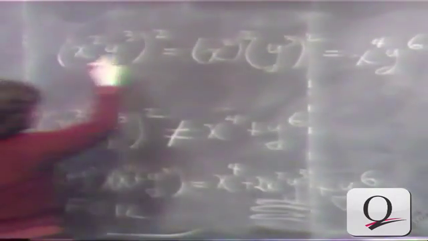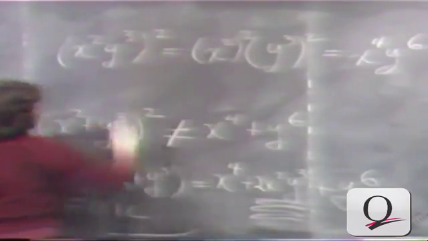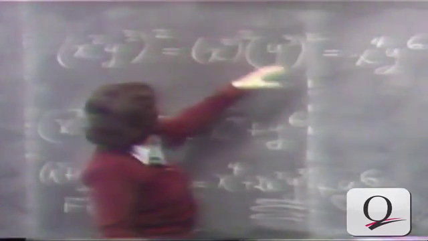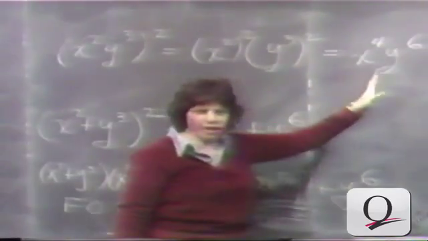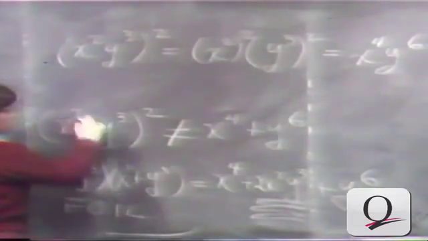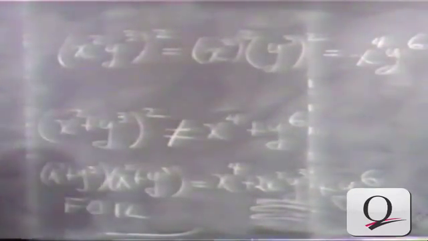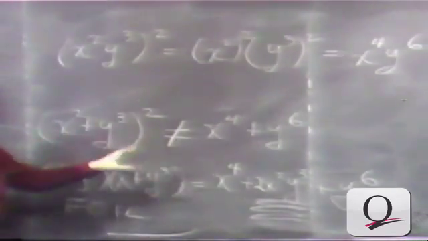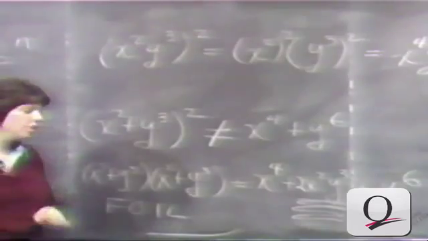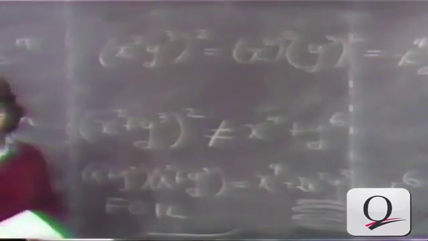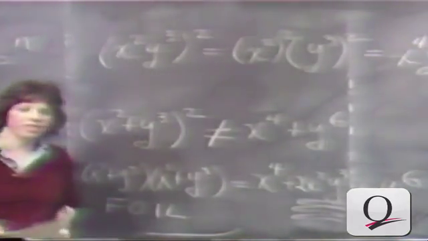For example, if this was x squared y cubed to the 12th power, you could make it x squared to the 12th, y cubed to the 12th, and just work it out the same way. But x squared plus y cubed to the 12th power would have to be done by a long multiplication: x squared plus y cubed times itself 12 times. It's no fun, but that's the way you have to do it. And that brings us to the end of this tape.